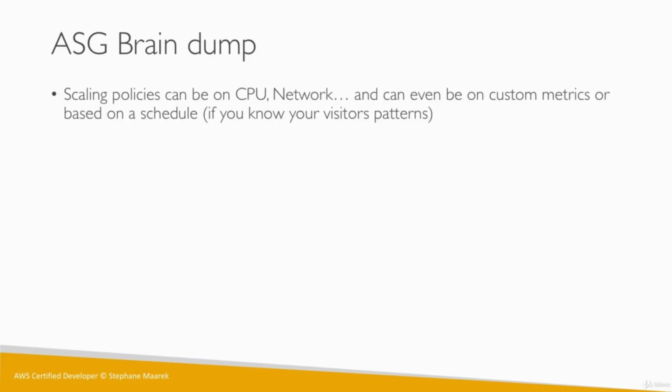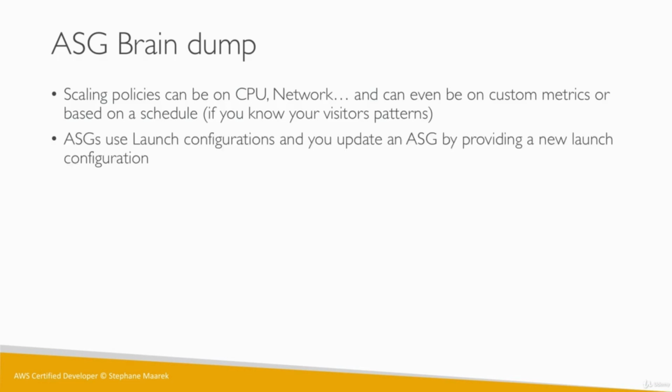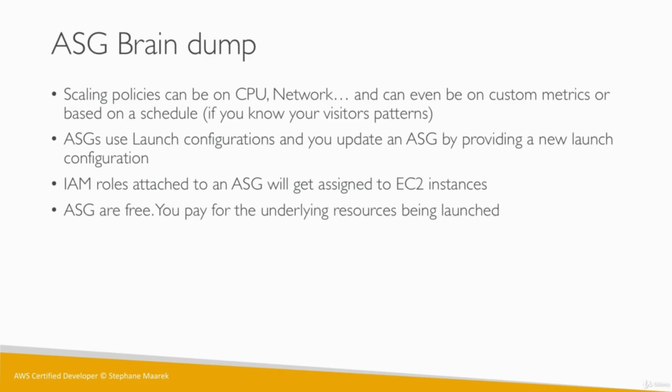So, a small brain dump for ASG before we go into the hands-on. The scaling policy can be based on CPU, network, custom metrics, or even a schedule. You can use a launch configuration, and if you want to update your ASG, you just provide a new launch configuration. If you attach an IAM role to the ASG, it will get assigned to the EC2 instances. We haven't seen yet what an IAM role is, but just know that they get transmitted from the ASG to the EC2 instances. And ASGs are free.